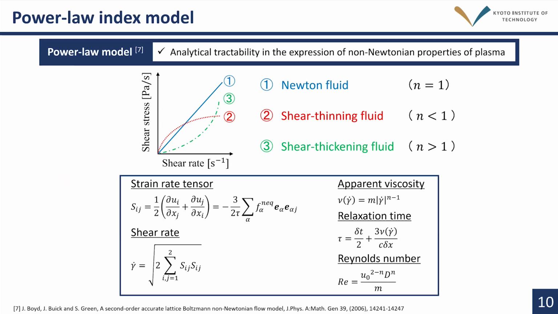Next, I will discuss the power law index model. In this study, the power law index model was used to express non-Newtonian properties of plasma. One of the advantages of the power law index model is its analytical ease of use. When the power law index n equals 1, the fluid is Newtonian. When n is less than 1, it is a shear-thinning fluid. And when n is greater than 1, it is a shear-thickening fluid.